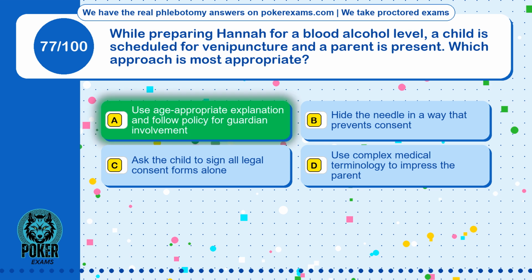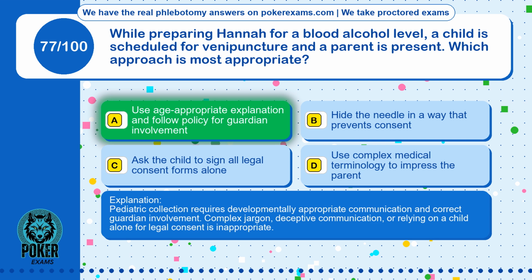The correct answer is option A. Use age-appropriate explanation and follow policy for guardian involvement. Pediatric collection requires developmentally appropriate communication and correct guardian involvement. Complex jargon, deceptive communication, or relying on a child alone for legal consent is inappropriate.